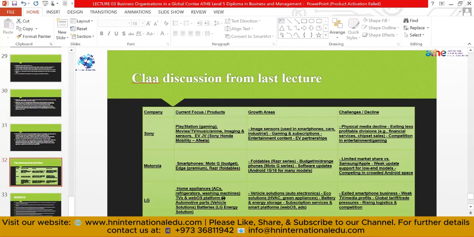Clear? Okay, last time we did discuss Sony, Motorola, and LG. LG has stopped making smartphones. They are working on other areas. Sony and Motorola are also working on other areas. Sony is now focusing on PlayStations, PS5 and everything. Motorola is working on the Moto G budget line, and LG is now working on appliances, that is ACs, refrigerators, like that. Okay, I wanted to add these things.